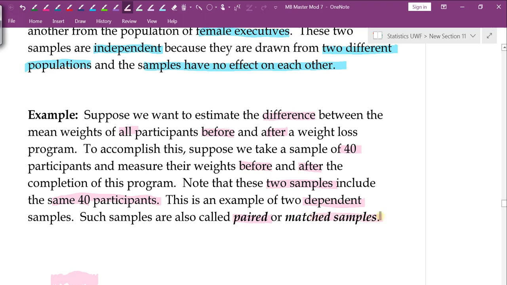And the reason that they're paired or matched is because your beginning weight, your before weight, must be matched with the after weight for each person. Because that's the only way we're going to get an accurate difference of whether a person gained weight, lost weight, or their weight remained the same during the entire study. So we have to pair or match each sample up in order to determine the differences.